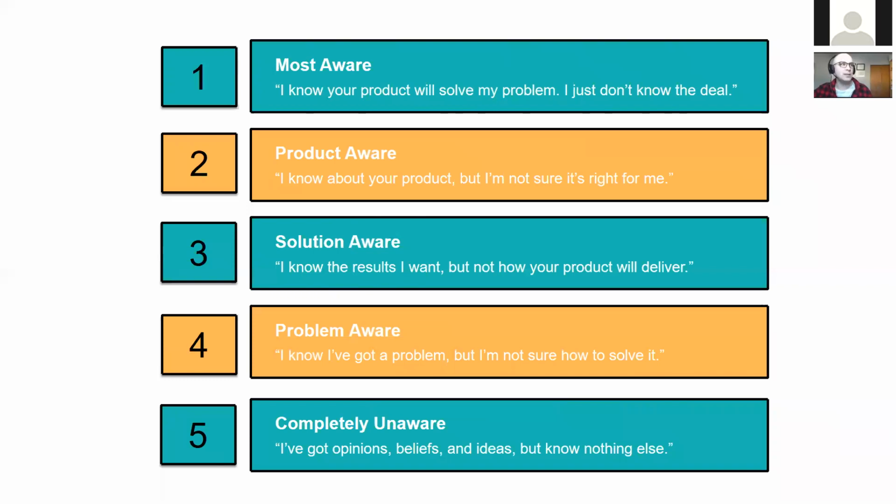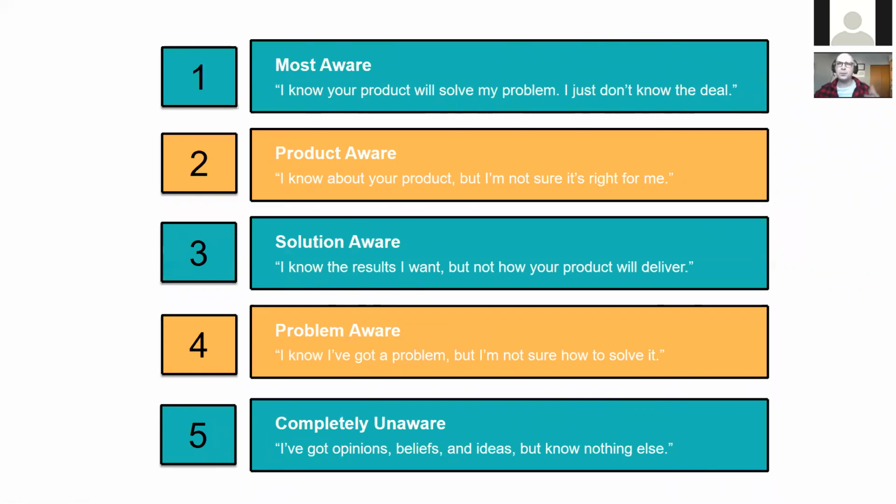So the 5 stages from the top down, most aware. These are the people that already know about your brand. They already understand the offer. They're just looking for what the deal is.